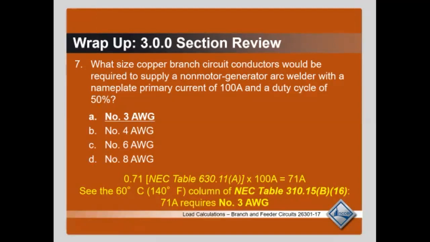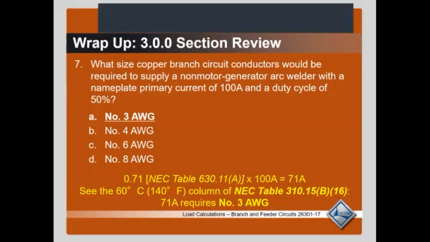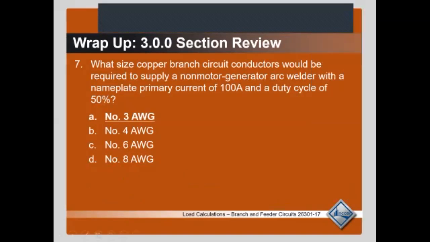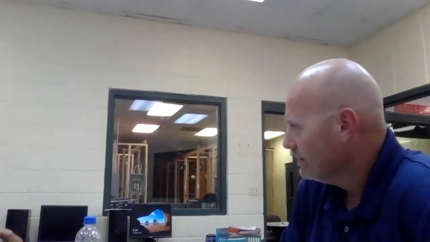It's 70-519, yeah. All right. 60 degrees, let's see, column 310 requires a number 3 AWG wire. Okay. Any questions? Awesome. It's a lot. It is a lot.